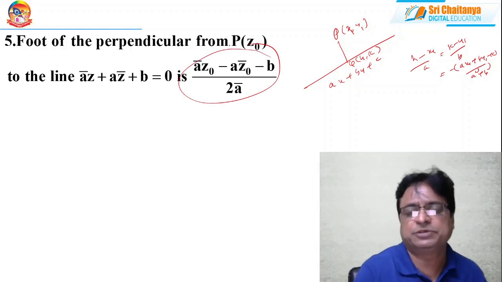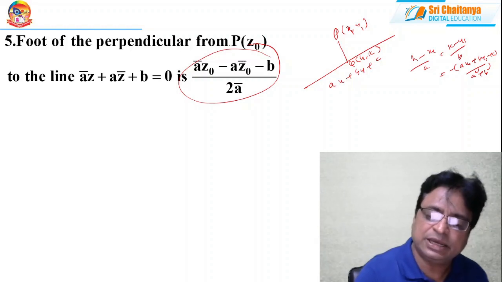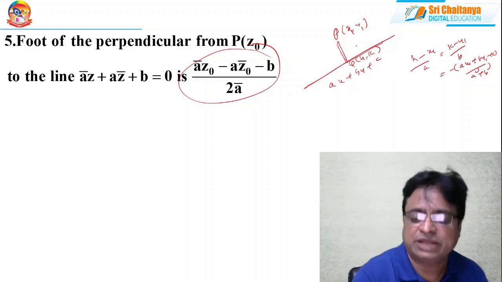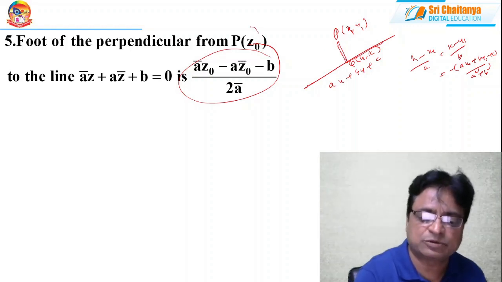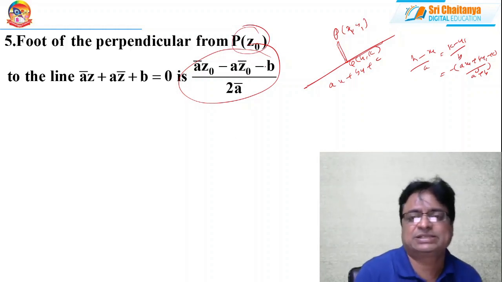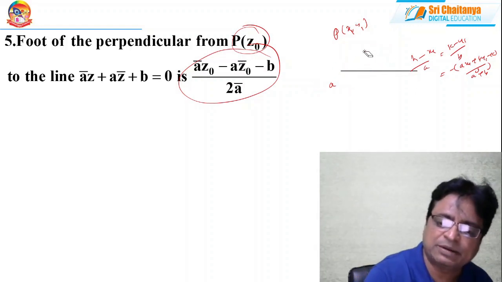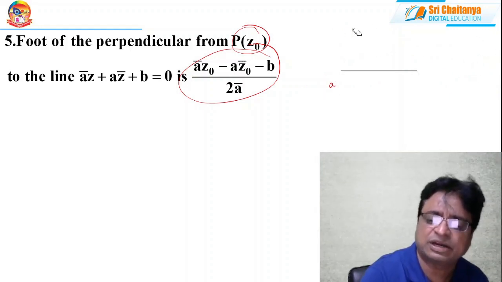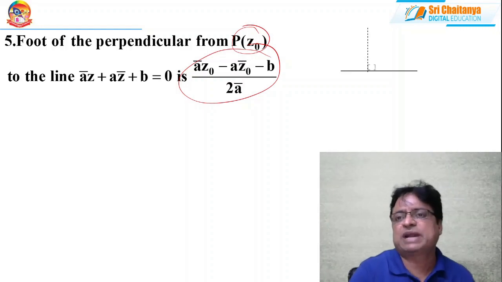a bar z naught, substitute that point here, a bar z naught minus a z naught bar, because this line and that line are perpendicular. Any line perpendicular to it, we are writing it, and it is passing through the point P(z naught bar). There we are finding the distance. And this is about the diagram, foot of the perpendicular. These are all standard formulas at present. Proofs for these are not necessary, but from the formula point of view, they are very, very useful for you. That's why please practice this formula.